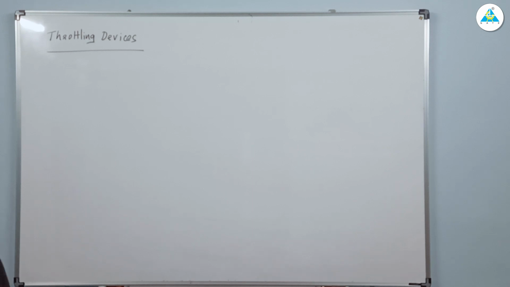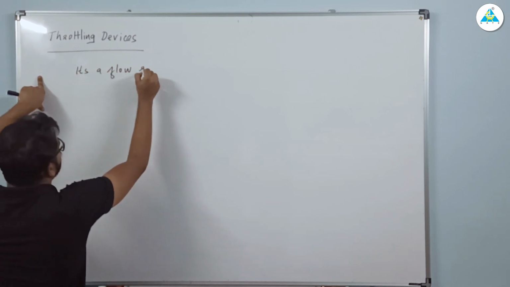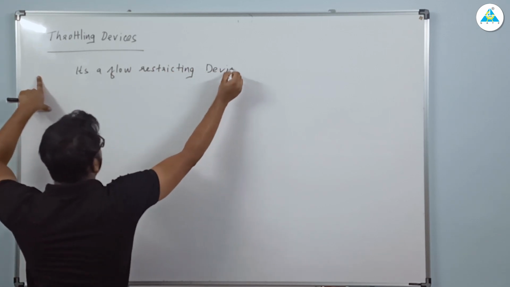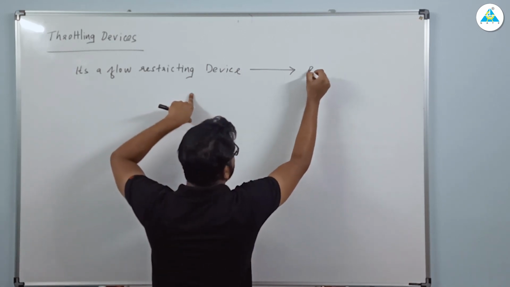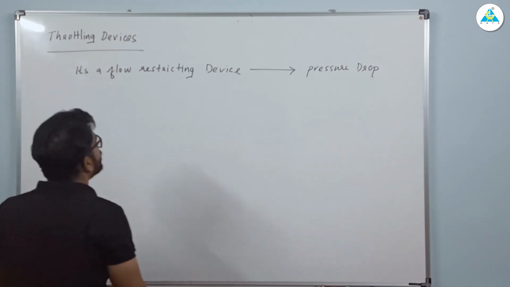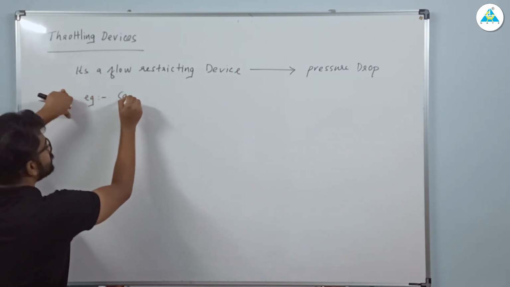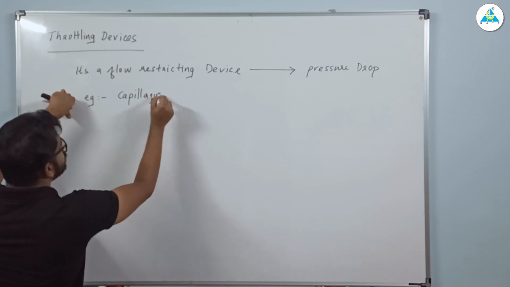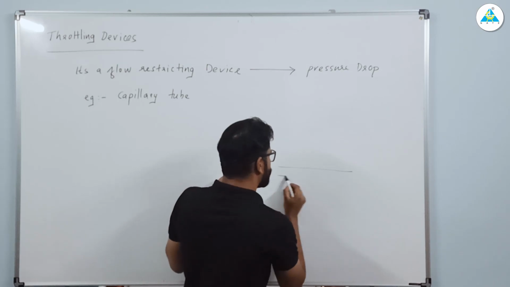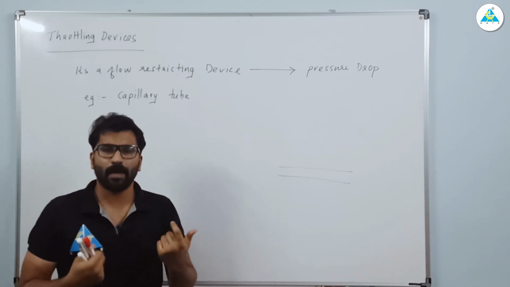So it is a flow restricting device. You can write if you want: it is a flow restricting device that causes significant pressure drop. An example of this type of throttling device is the small capillary tube. When a flow enters the small capillary tube, what happens?